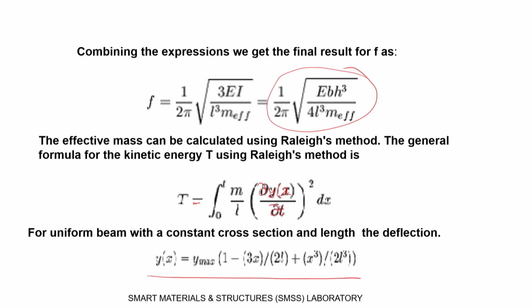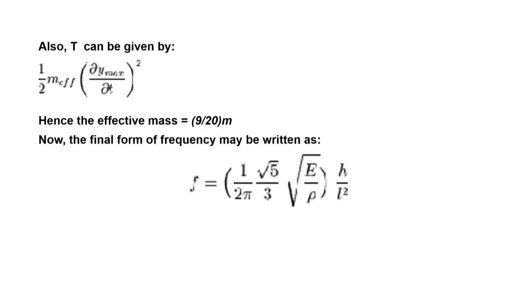So, it is a function of x and you can express it as a function of x this way, and you can put these things so that you get an idea about the effective kinetic energy, and from there you can evaluate the mass, which will come out to be about 9 by 20 m. So, this is a very accurate analysis and that will give us the frequency.